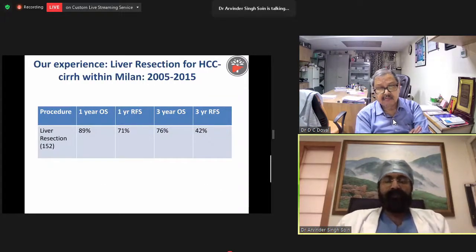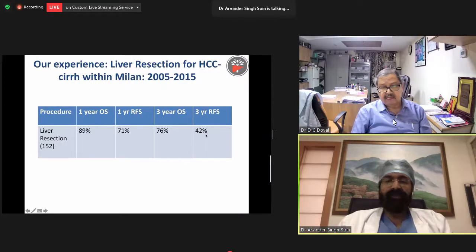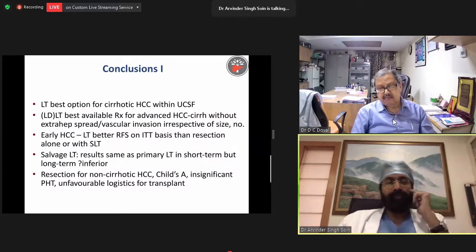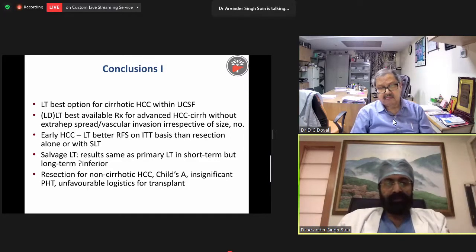Our experience with liver resection over this 10-year period, 152 liver resections, and again, recurrence-free survival at 3 years is less than 50%. The majority of them recur within 3 years. So to conclude, liver transplant is the best option for cirrhotic HCC within UCSF, no doubt, no controversy.